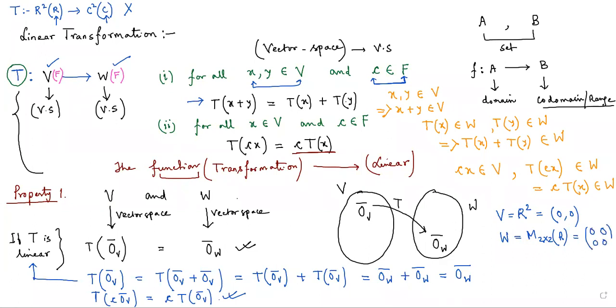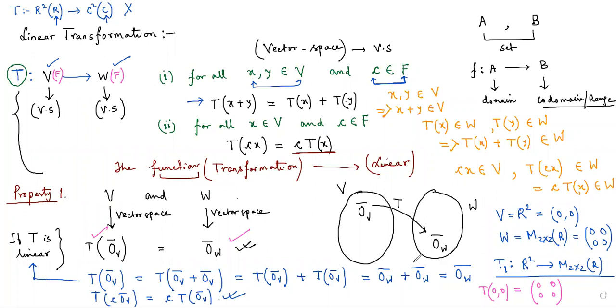Now, if I can find out a suitable linear transformation, say T1 from R2 to M2 cross 2R, I don't know what sort of transformation it will be, but if I can find a suitable linear transformation from R2 to M2 cross 2R, it will be observed immediately that whenever we apply T on the zero vector of R2, the resultant will be the zero matrix, which is the zero vector of M2 cross 2R. This is the meaning of this particular property. Understood?